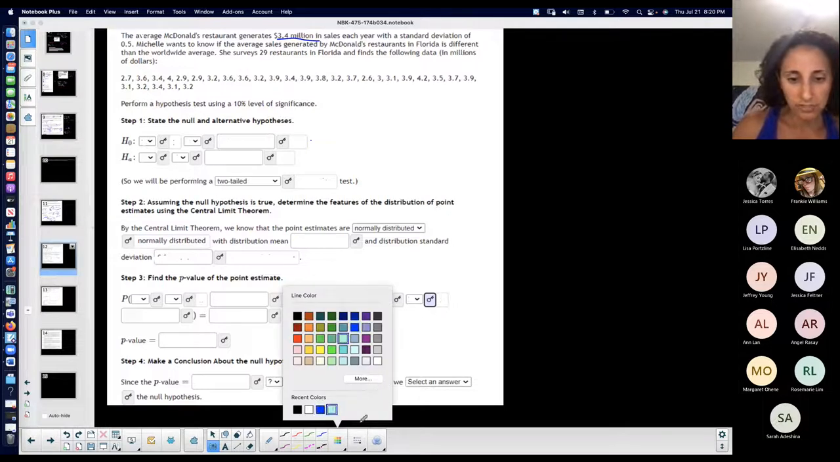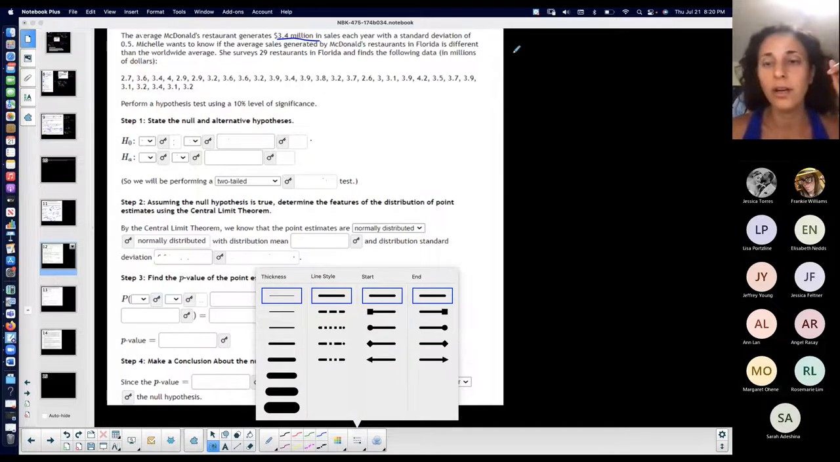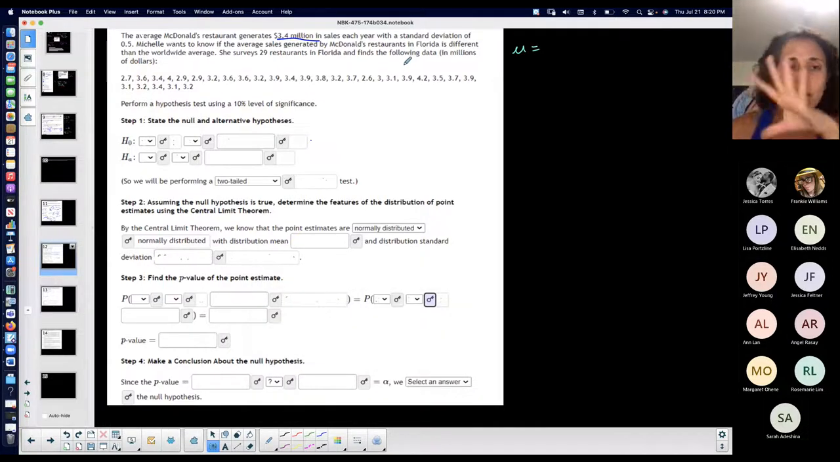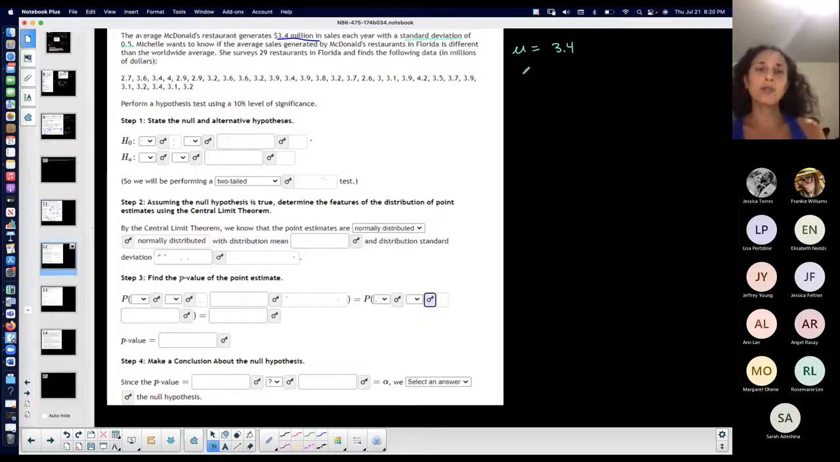So let's use this color. I'm going to write it over here. So the population for the average McDonald's restaurant is 3.4 million, in millions, with a standard deviation of 0.5. And being that we're talking about the average McDonald's restaurant in general, as in population, this is a population standard deviation.